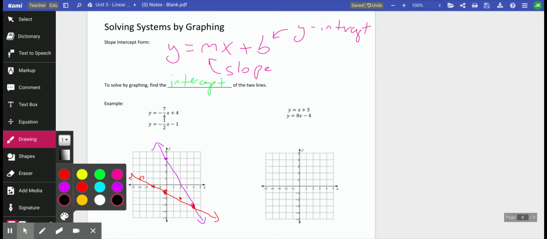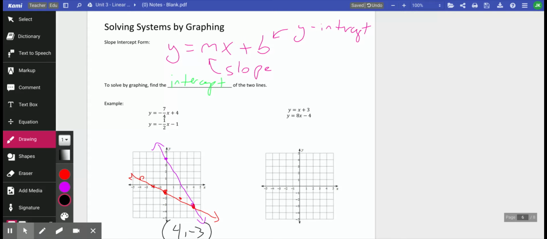Okay, so then for my final answer here, we're looking for the intersection point. These two lines intersect at the point (4, -3). So make sure that you actually write what your final answer is. So (4, -3) would be my actual solution to this system of equations. Okay. All right. Next one.